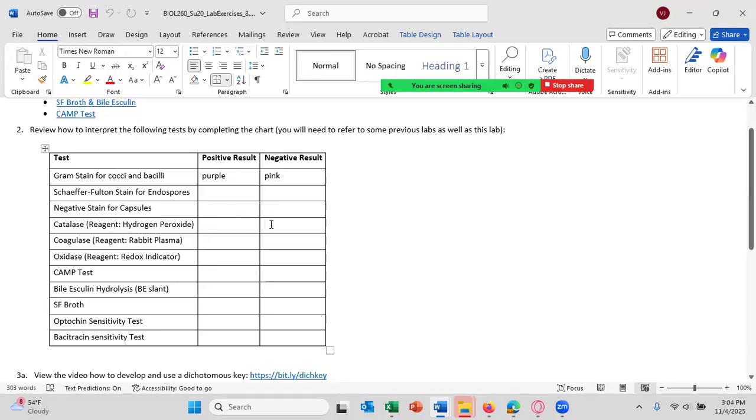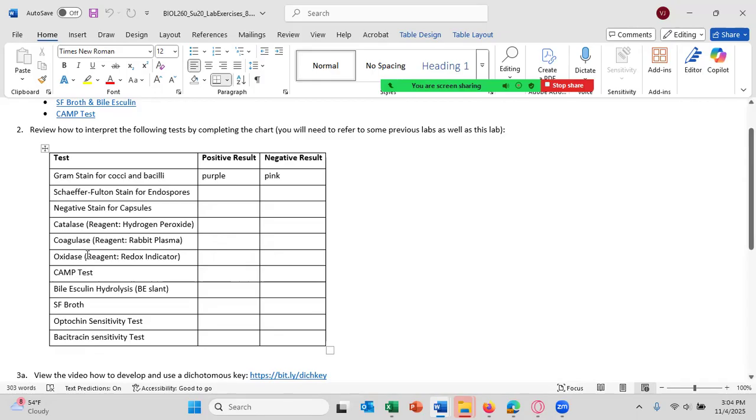For the catalase test, when you add hydrogen peroxide to the bacteria, give me the positive result and give me the negative result. For the coagulase test, give me the positive result of when you're adding bacteria to rabbit plasma, and give me the negative result for coagulase. For the oxidase test, give me the positive result and the negative result.